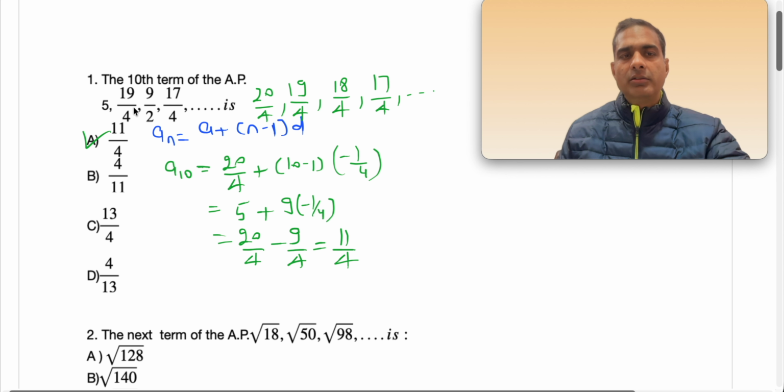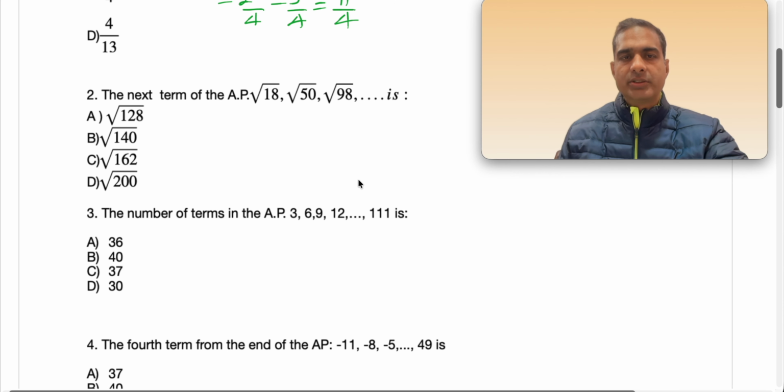So what we did here, to make our work easier, we made the denominators the same by multiplying by something in the numerator and denominator. So we got d, the common difference, any term minus the previous term, as 19 by 4 minus 20 by 4, that is minus 1 by 4. And we had to find out the 10th term. So a10 will be, substituting n equal to 10 on the right hand side, 20 by 4 plus 10 minus 1 times minus 1 by 4. So 5 plus 9 times minus 1 by 4, so 20 by 4 minus 9 by 4. We got 11 by 4 as the 10th term of this arithmetic progression.